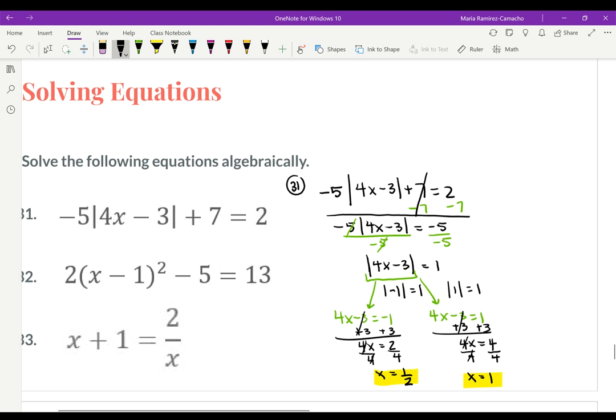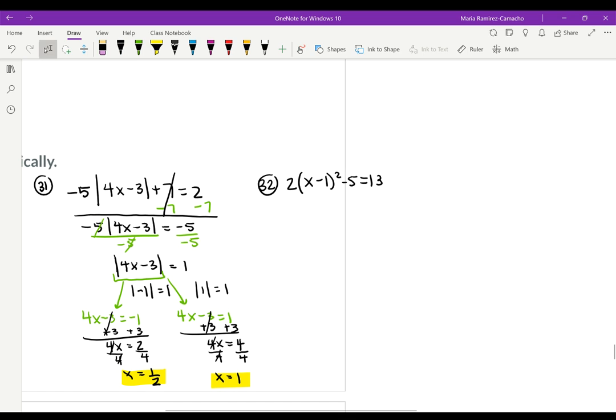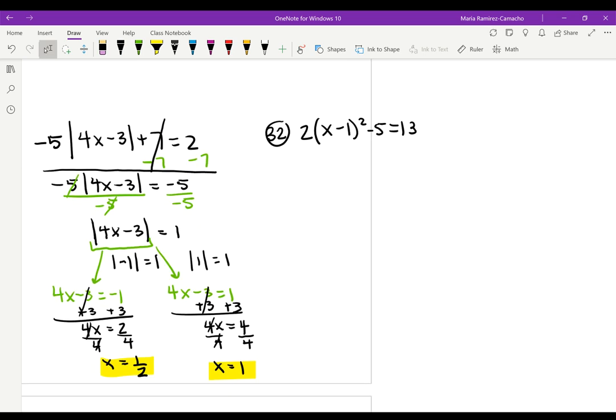Okay, let's do 32 off to the right. I'm going to rewrite it. We've got 2 times x minus 1 squared, minus 5 equals 13. There's a couple of different ways you could go about this problem. You could expand x minus 1 squared, multiply that out, and then take your 2 and distribute it and combine like terms. And if that's the way that you want to approach it, please go ahead. You should still get the same solutions as if we do it this way.